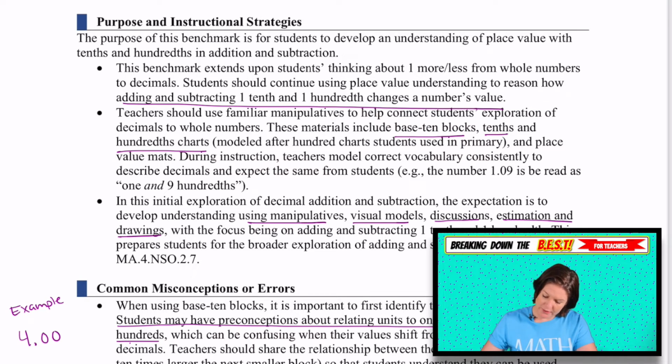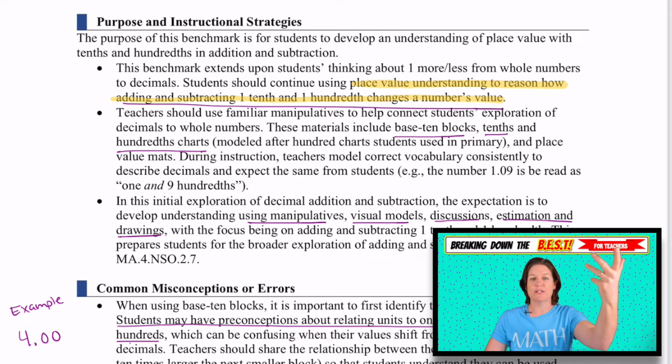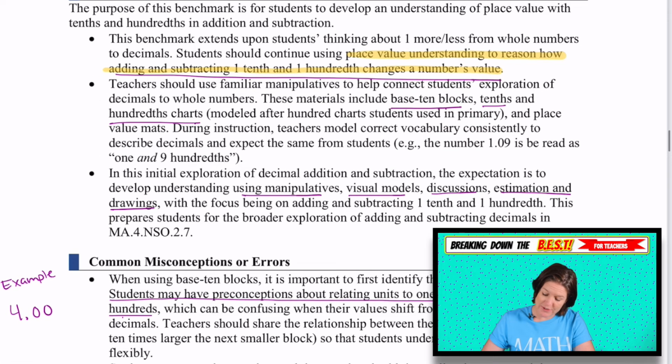This whole point, we should be using place value understanding to reason how adding and subtracting 1/10 and 100th changes a number's value. So having those talks about what's happening when we increase a place by 1/10 or 100th or decrease it. A great way to do that is to be using manipulatives, visual models, discussions, estimation, and drawings.